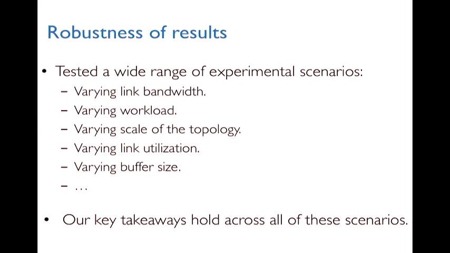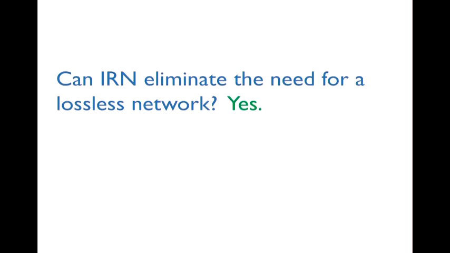We reran our experiments across a wide range of experimental scenarios, changing the link bandwidth from a default of 40 Gbps to a lower value of 10 Gbps and a higher value of 100 Gbps. We varied the workload to include more uniform workload patterns as well as incast patterns. We increased the scale of the topology and the link utilization levels. We increased and decreased the buffer sizes, and so on. And our key takeaways hold across all of these scenarios. So our results therefore indicate that IRN can indeed eliminate the need for a lossless network.